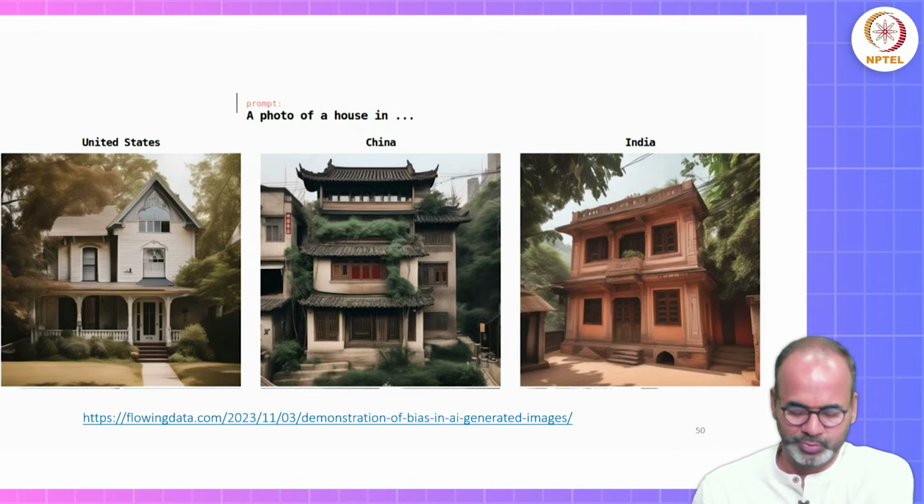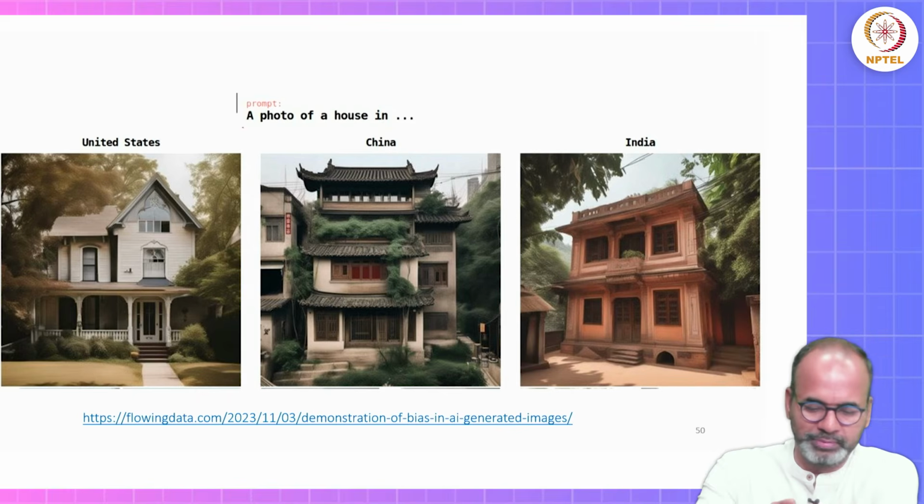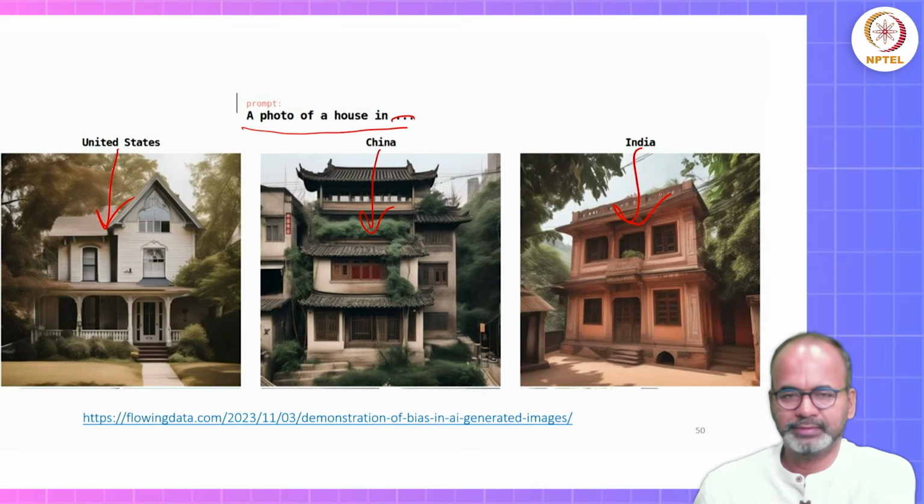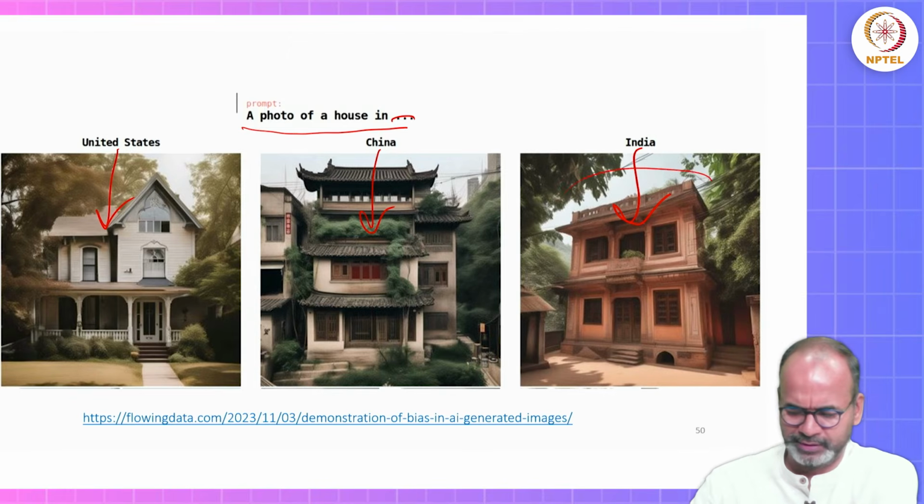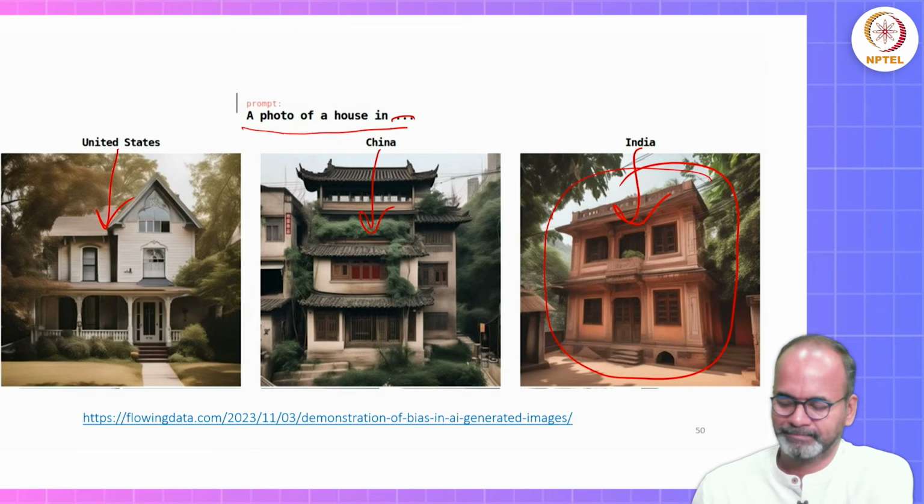Here's another interesting one, where the prompt is a photo of a house in: if you do US, you get this, China, you get this, India, you get this. And again, the question I would ask generally is, do any of us live in such a house? At least I don't. So what it is representing is not clear. And of course, these are questions that we should ask.